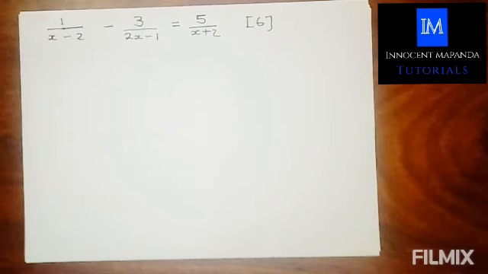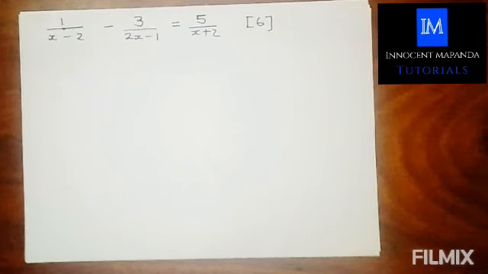So today we are going to touch on equations involving fractions, which will then lead to quadratic equations. I'm going to start with the first question, which reads: 1 over x minus 2, minus 3 over 2x minus 1, is equal to 5 over x plus 2. 6 marks. You are required to find the value of x, or to solve for the unknown letter x.